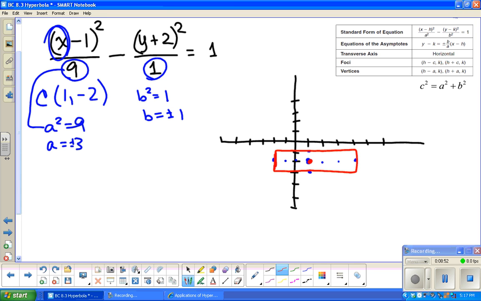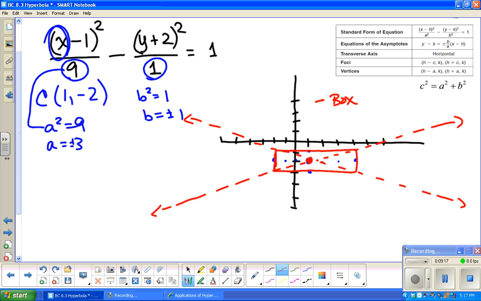So I'm going to start at the center, and I'm going to go out through a corner and out through the opposite corner. These asymptotes are guidelines for how wide to make the hyperbola. So start out like an ellipse, and then instead we're going to make a box, and the asymptotes go through the corners. Asymptotes through corners.